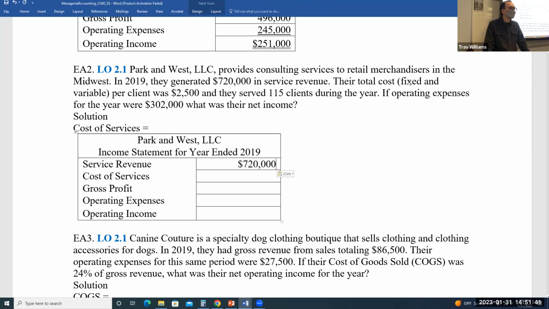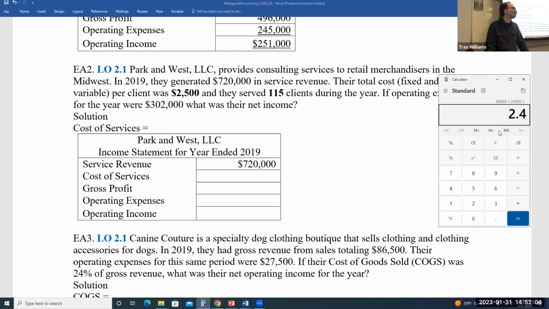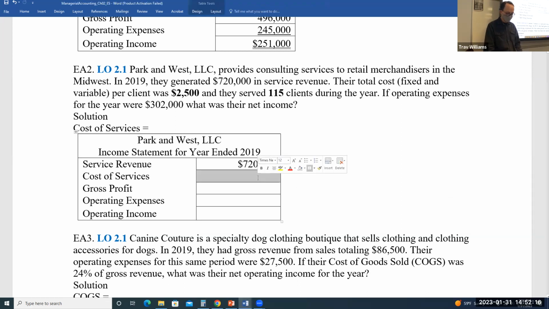Their total cost, fixed and variable per client. So the total cost per client, in this case, it's not per unit, but per client, was $2,500. And they served 115 clients during the year. So how do we get the total cost of their services for the year? Okay. $2,500 cost per client times the 115 clients. So that gives us a total cost of $287,500.